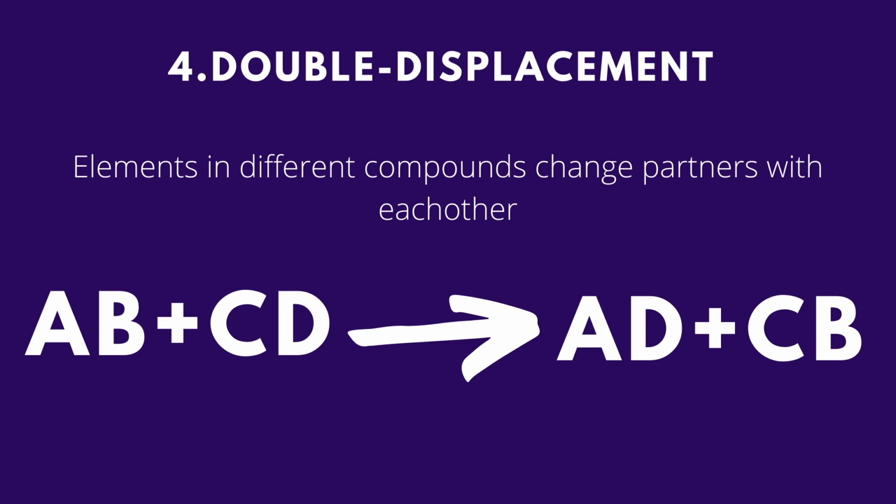For double displacement, we have something similar, but not quite. So it's elements in different compounds changing partners with each other. And this is seen by the AB plus CD. So that was the reactants, and then in the products, they changed partners, and now we have AD and then CB. Makes a little bit more sense when you actually have elements. The letters here are just acting as variables for elements.